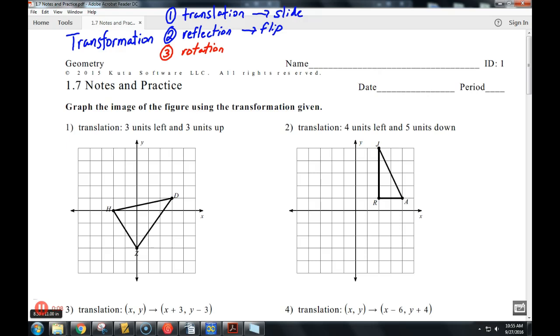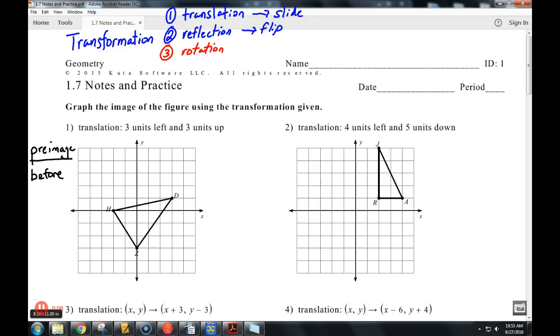So some things we have to be able to do today: we have to be able to graph, and we have to be able to write a rule for a translation that happens. So we've got a lot of stuff that we need to cover. Alright, so graph the image of the figure using the transformation given. First of all, this starting triangle is called the pre-image. So I'm going to write over here to the side, pre-image. That is the before shape. So this black triangle here, HDZ, is referred to as the pre-image or the before image.